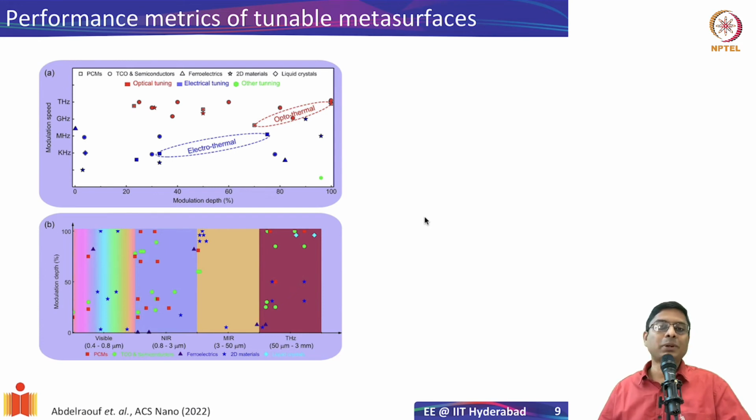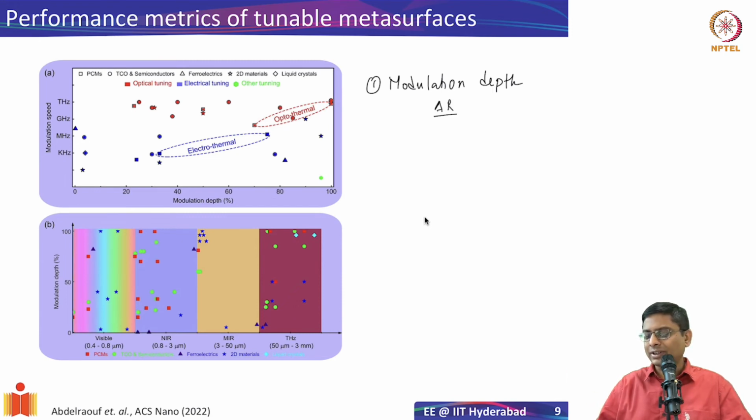So what are the various performance metrics that we like in a tunable metasurface? The first one, of course, we should have strong modulation. Modulation depth, by which I mean, for example, if I have a metasurface which has a reflection peak, I would like to know what is delta R, reflection divided by R. So I want a strong change in the reflection, or maybe strong change in the transmission. So these are some parameters that I look for. Modulation depth, how strong is that?